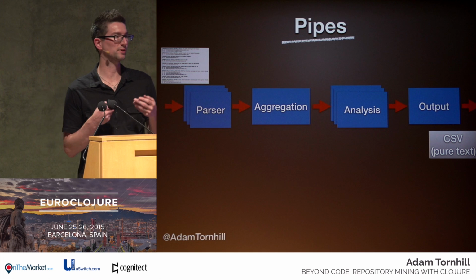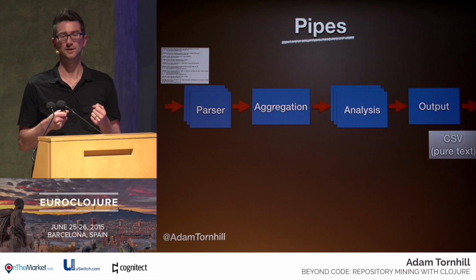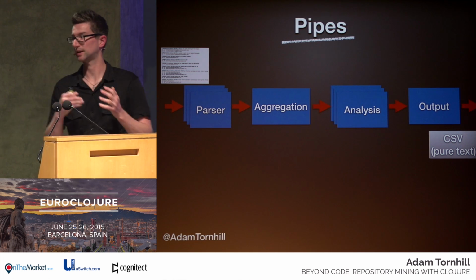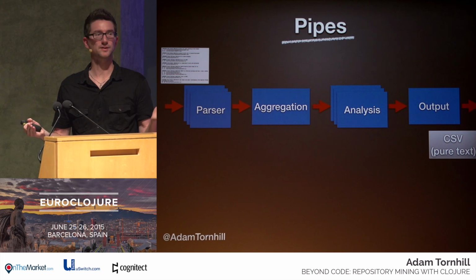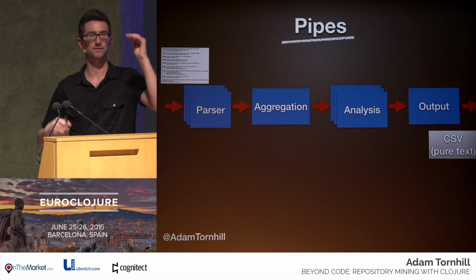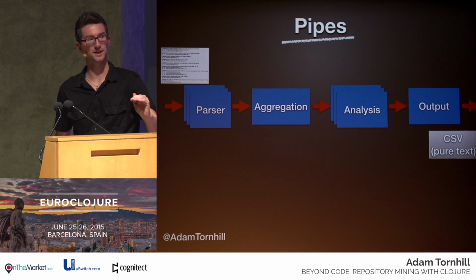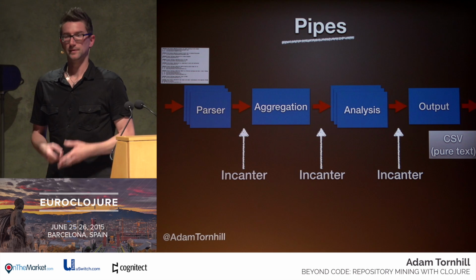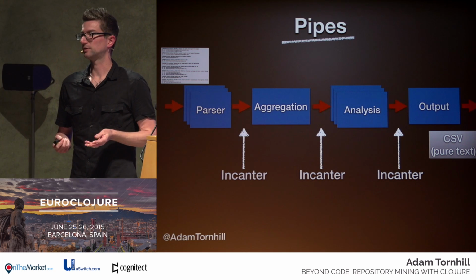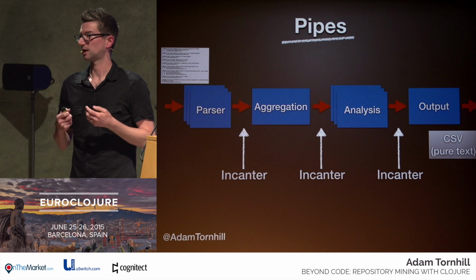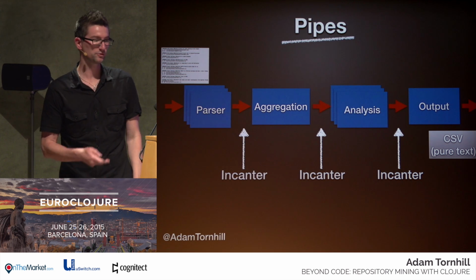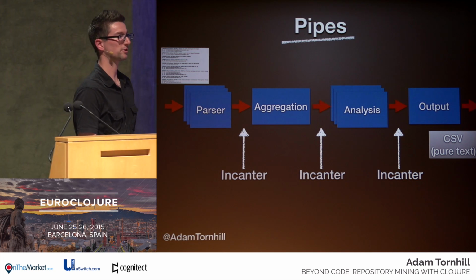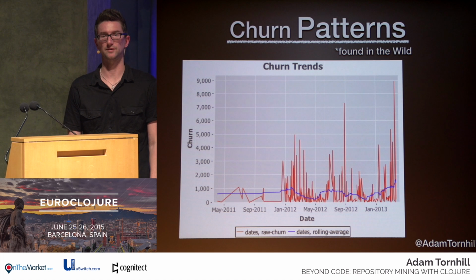And to do something interesting with Incanter, you have to get your data into a dataset. A dataset is basically just like a table. You have a bunch of columns, and then you have rows for each entry in your data. And the cool thing with Incanter is that you get a lot of things out of the box. And I want to show you one example. I want to show you how to do a code churn analysis.